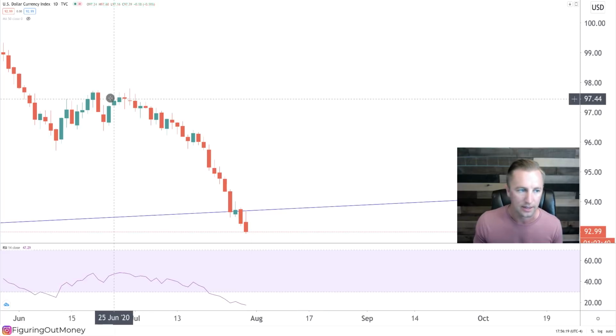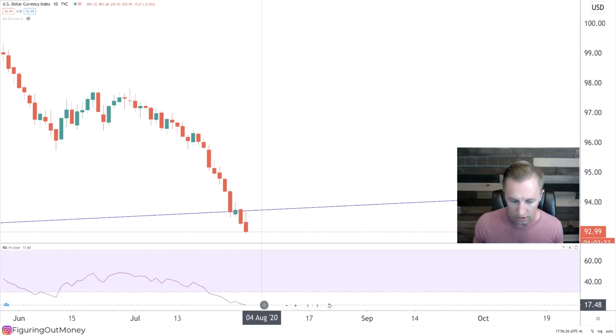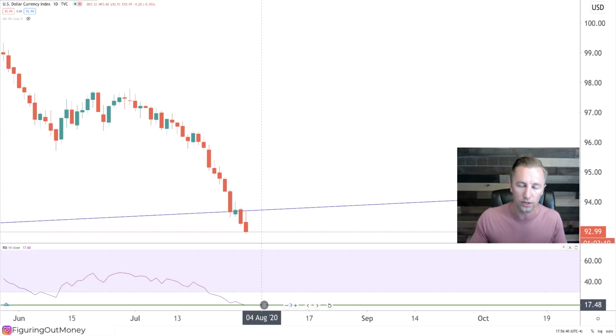Let's pay close attention to where the RSI is on the daily time frame. The RSI is at 17.48. Now that is an extreme low on the RSI, basically saying that, hey, this index is very, very oversold. And when things become oversold, sometimes you can see significant bounces in the price of the stock or the index or whatever it is that you're looking at.